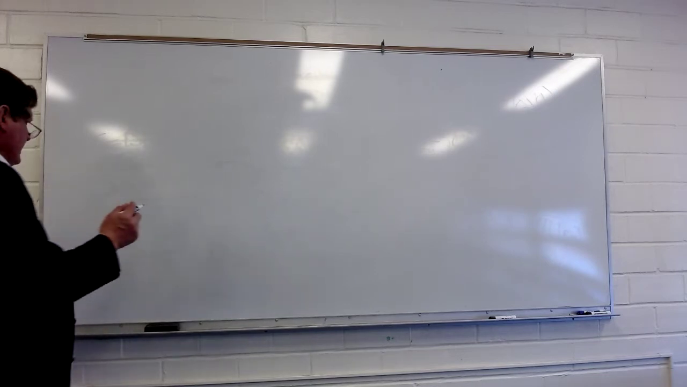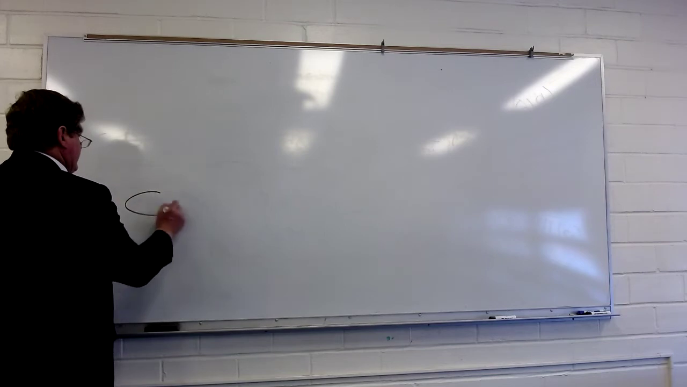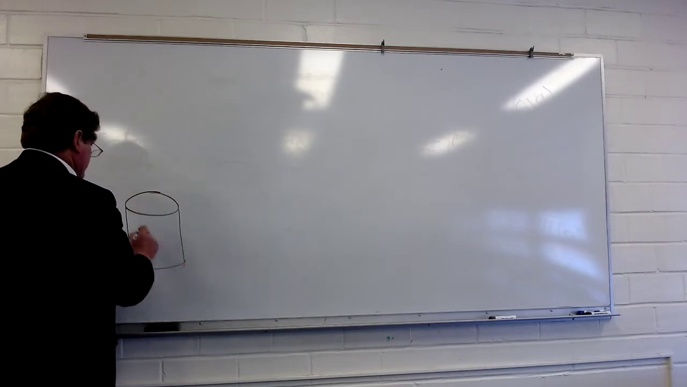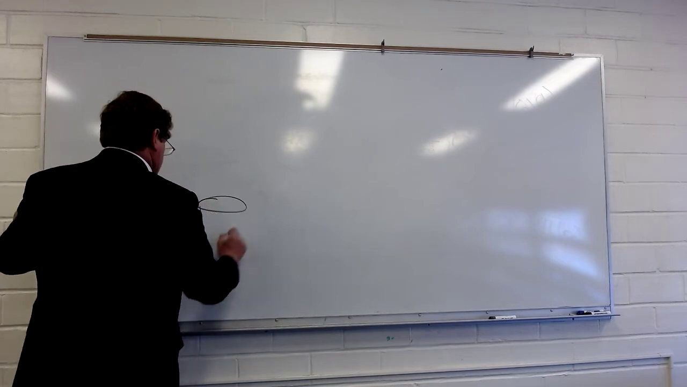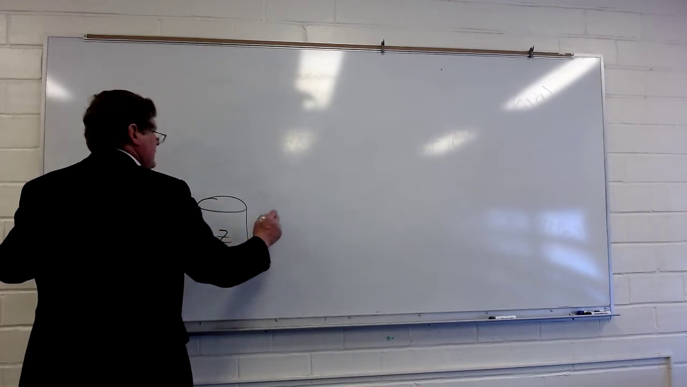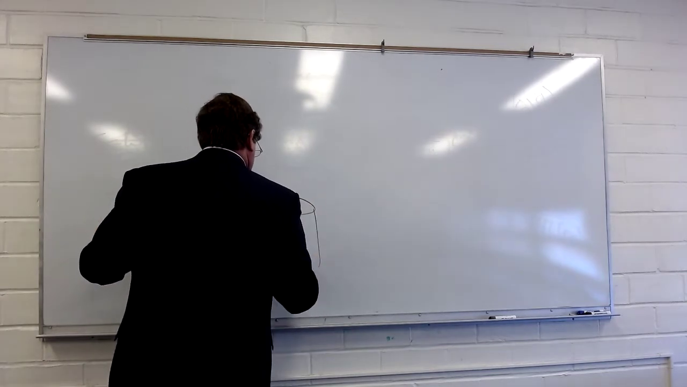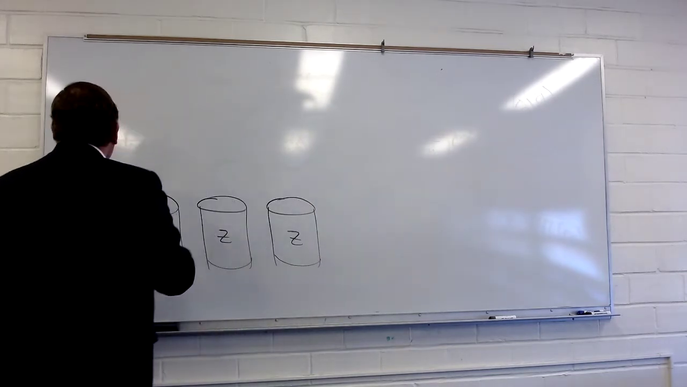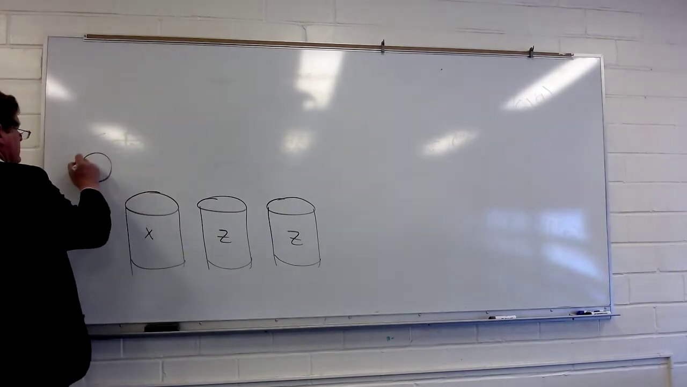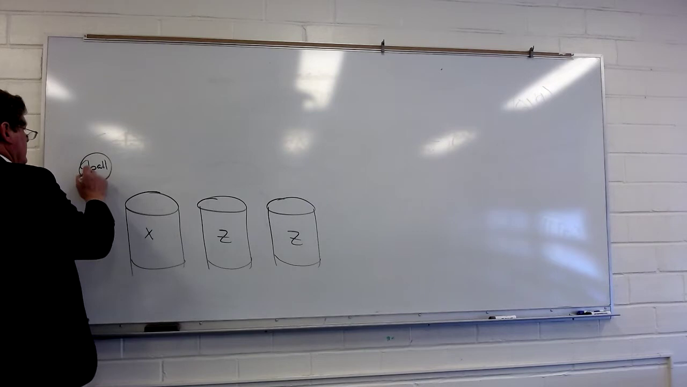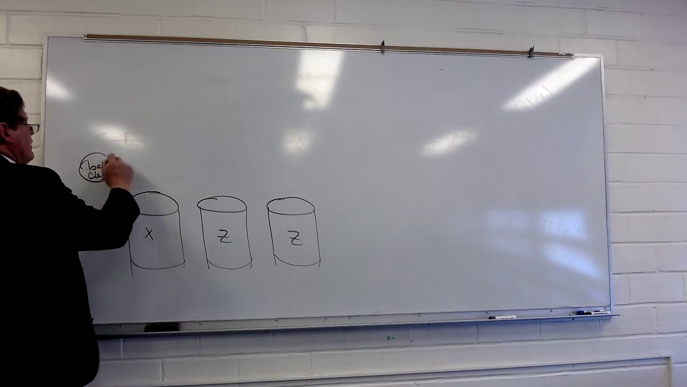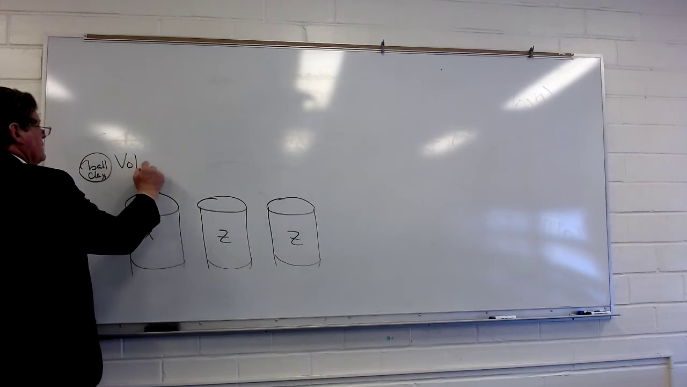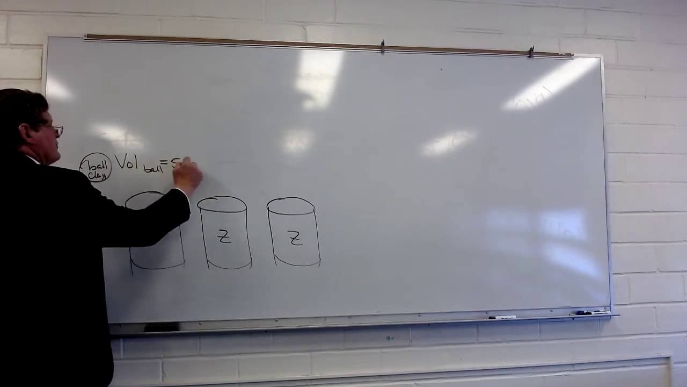So in the last problem, we have a table. Actually, let's start with the buckets. We've got 3 buckets with liquid X, liquid Y, and liquid Z. And we have a ball of clay. And the volume of the ball is 5 centimeters cubed.